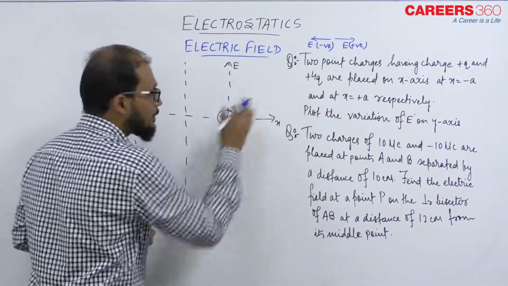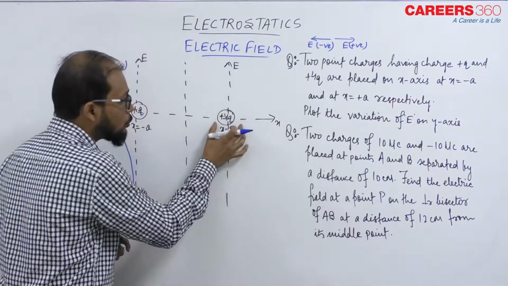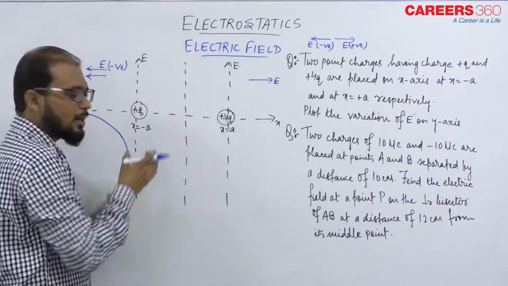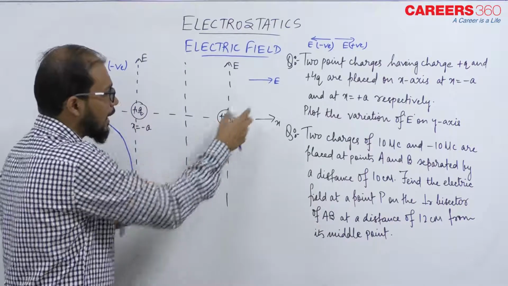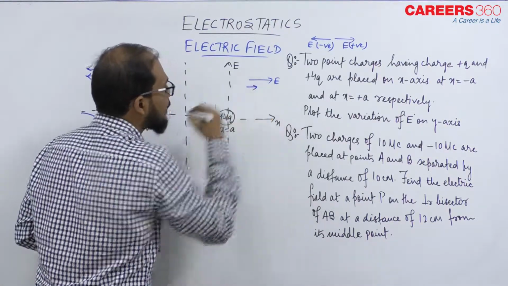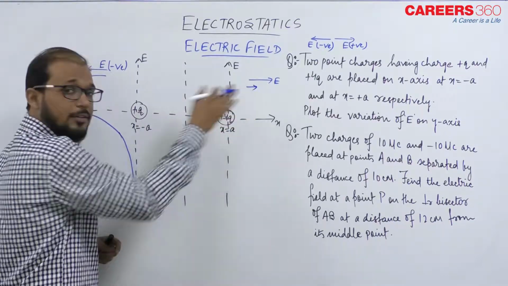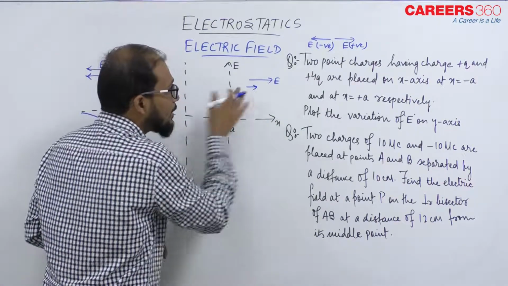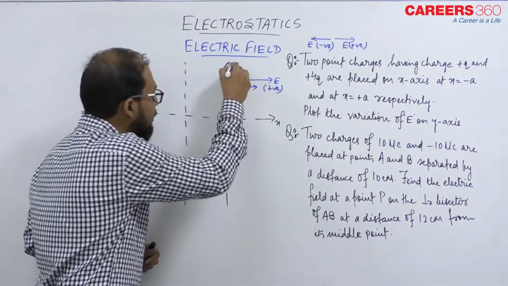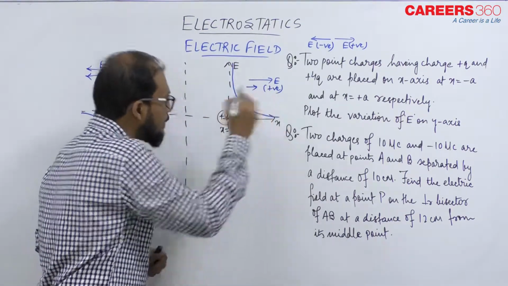Now if we talk about this side, here the electric field due to plus 4q charge will be in this direction, and this plus q charge will not have that much effect in comparison to the plus 4q, and suppose it is having an effect, it will also have the electric field in this direction away from the charge, and this direction we have taken as positive. So here the electric field will be represented above the x-axis. It will be like this.